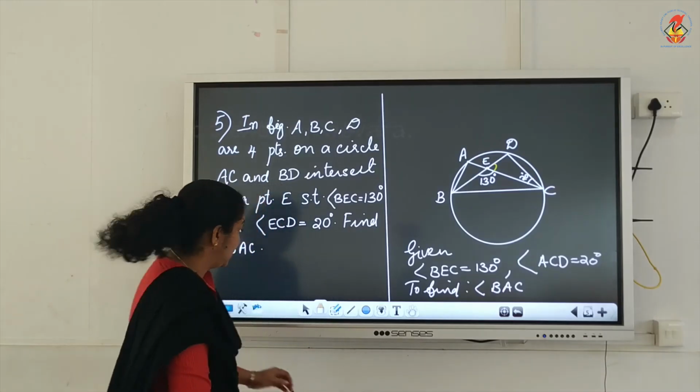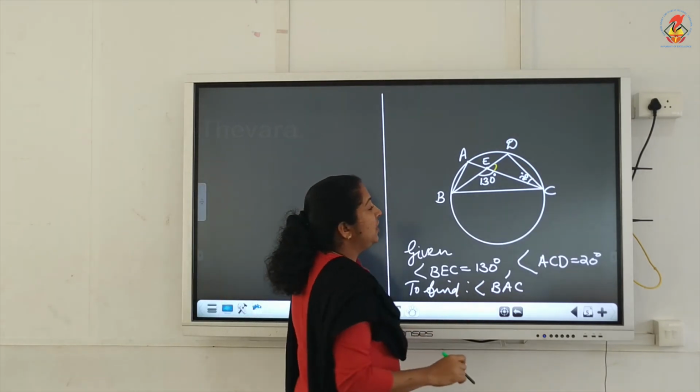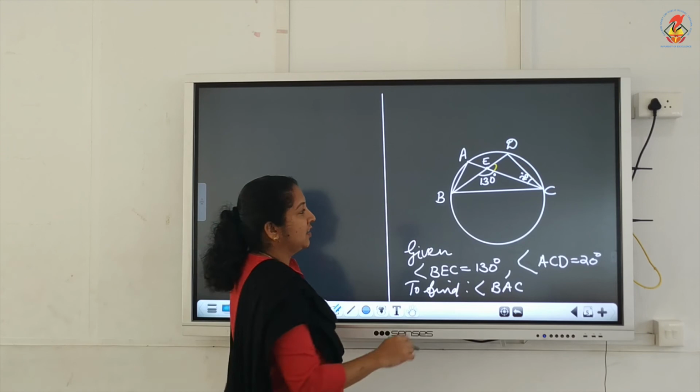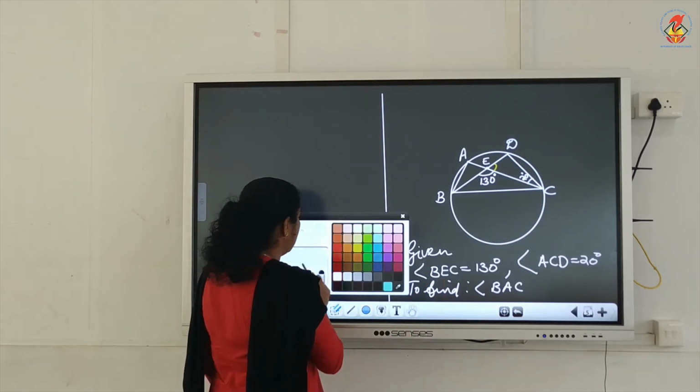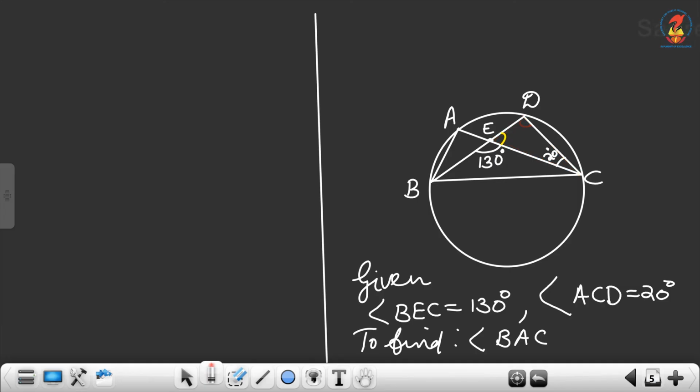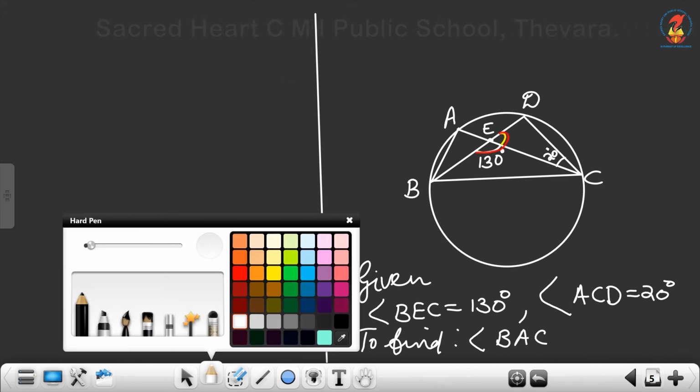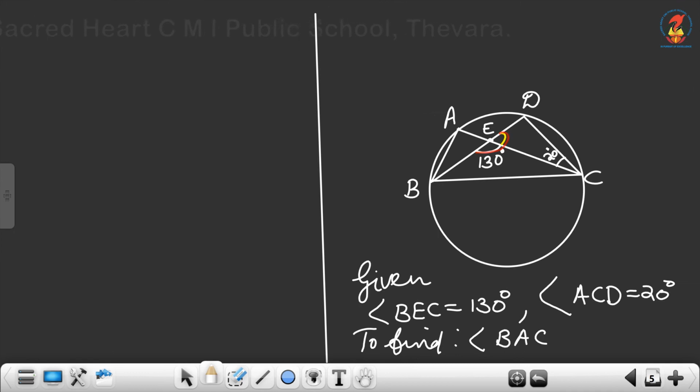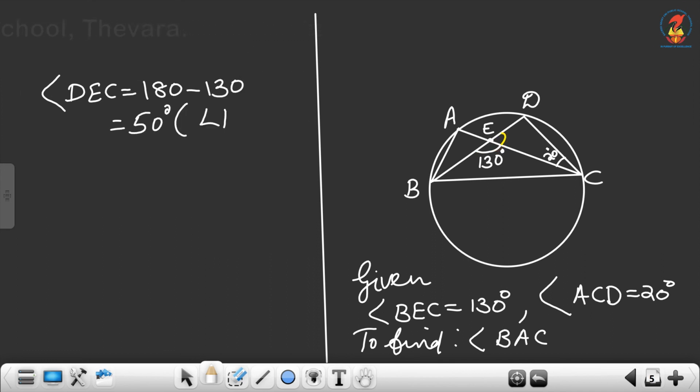To find angle BAC, here actually we need to get one triangle to find the last angle. So we have to get this triangle EDC first. So we will get this angle. After getting that D, we can find A. So what we are using here is, see, we got already one angle here. So we can find this. How? Using linear pair property. So angle DEC is equal to 180 minus 130, which is equal to 50 degree using linear pair axiom.